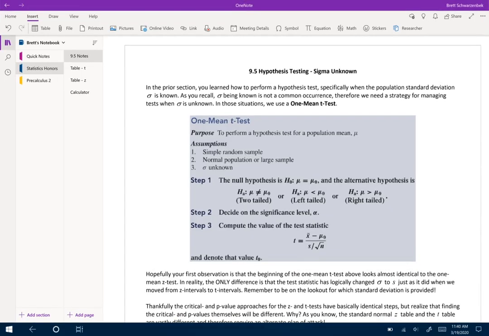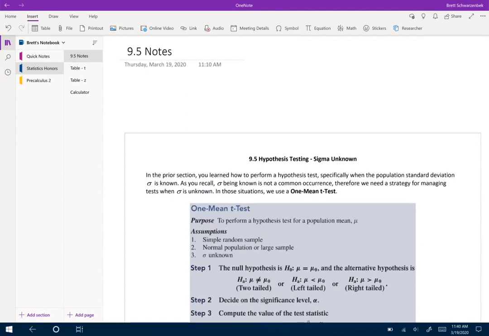Hello, this is the Section 9.5 notes for Statistics Honors.